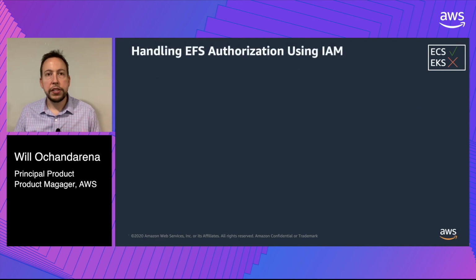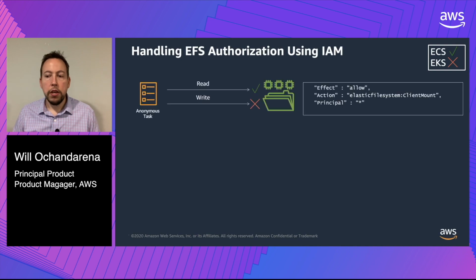Let's talk about the actual actions that you are giving access to using IAM. So first, there is an action called client mount. Client mount means that anyone who is given permission to perform this action can mount the file system, as the name suggests, and has read-only access to the data in that file system. It will not be able to write to the file system, as you can see in the picture.